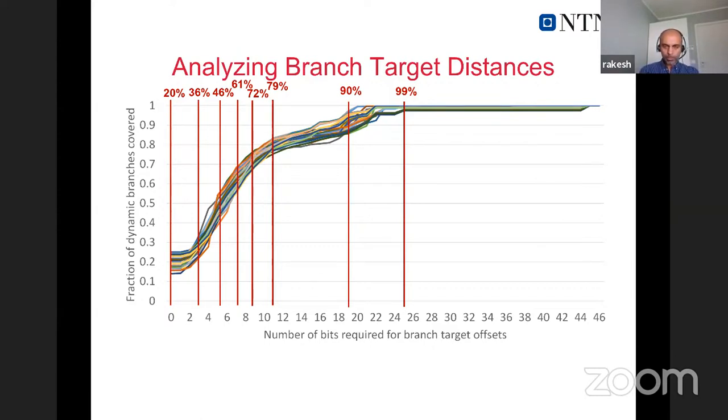So what this suggests is we need some sort of adaptability in the target field size to reduce the storage underutilization. For example, if you need only 5 bits for your target, you should try to use only 5 bits and not use 25 bits. We need some kind of adaptability here.